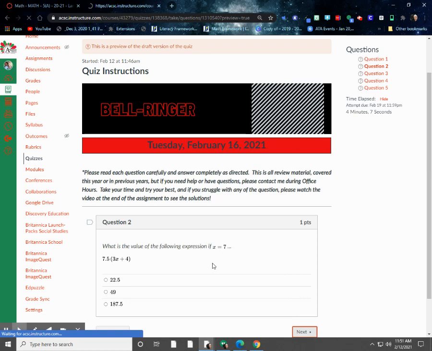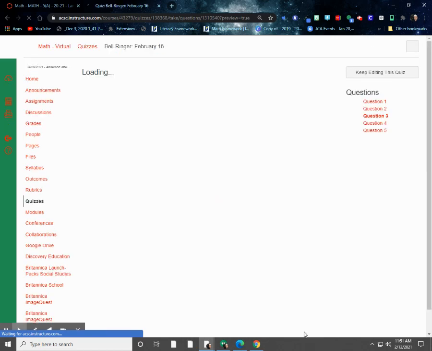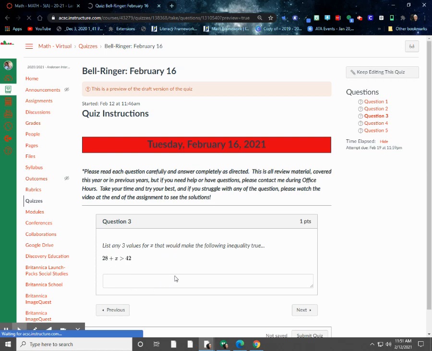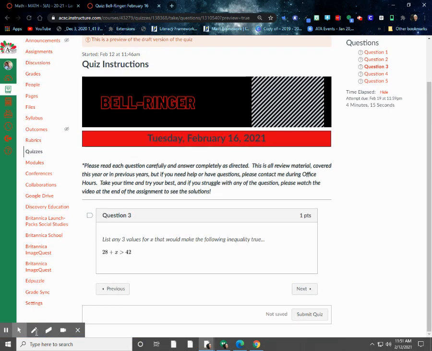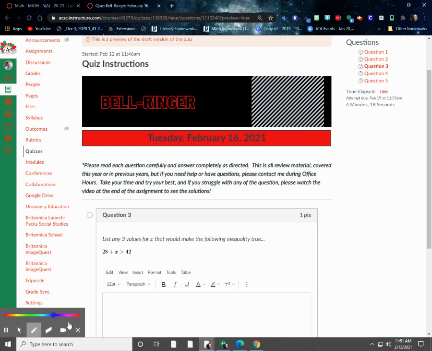Number 3 today is loading really slowly. Here we go. List any values for x that would make this inequality true. Now you could have chosen nearly any value for these. You just need 3 values that when you plug them into this, make a true statement.